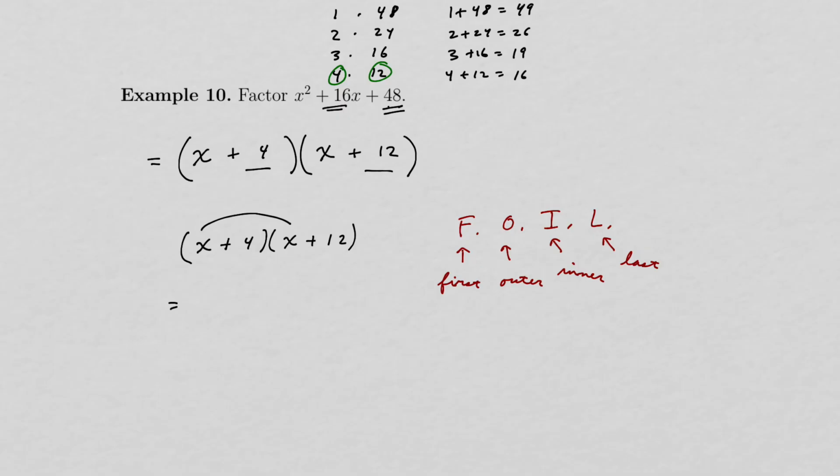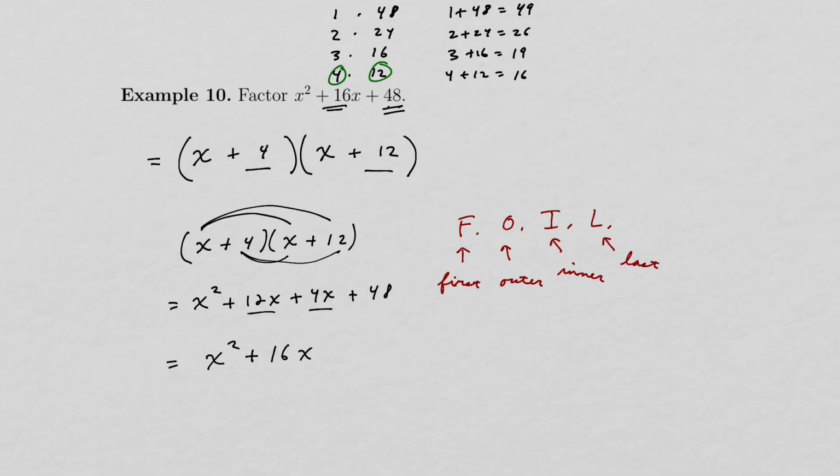So the first, x times x gives me x squared. x times 12, I can write as 12x. 4 times x is positive 4x. And then positive 4 times 12 is 48. And notice that the x's are like terms, so we can combine them. What's 12x plus 4x? Well, that's going to be 16x. And that is the original expression, right? So that is the correct factorization. So you can always check it by expanding it back out.